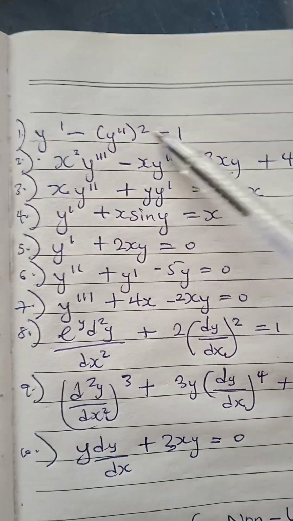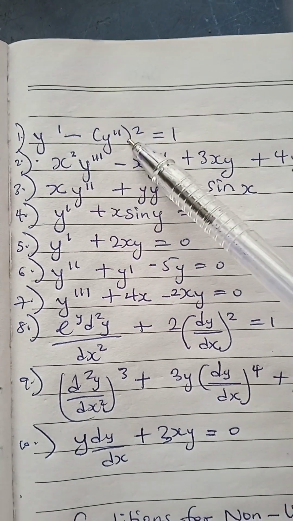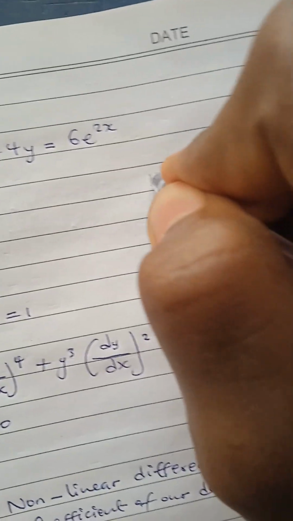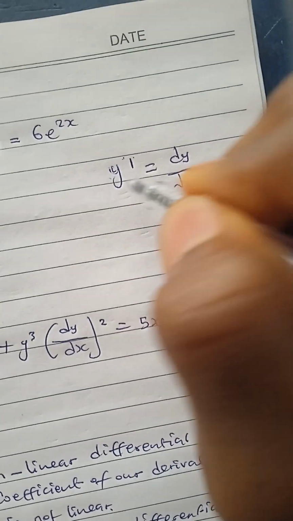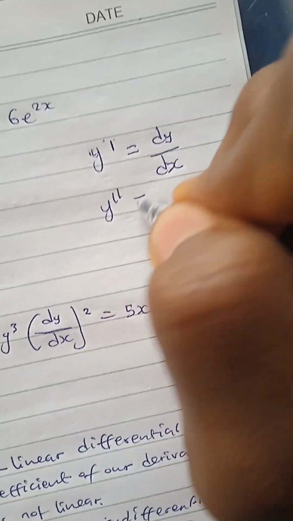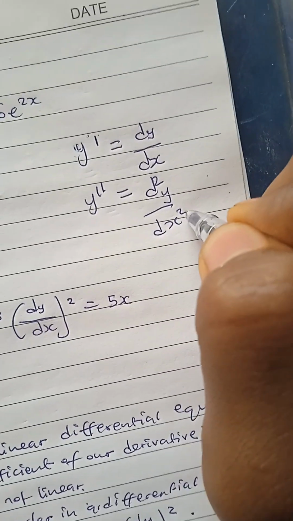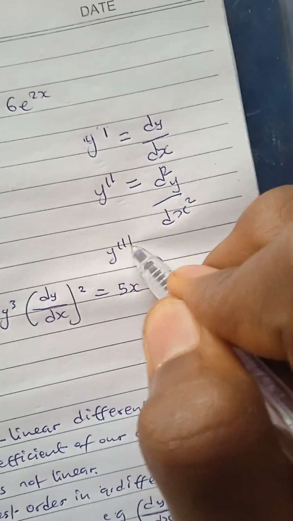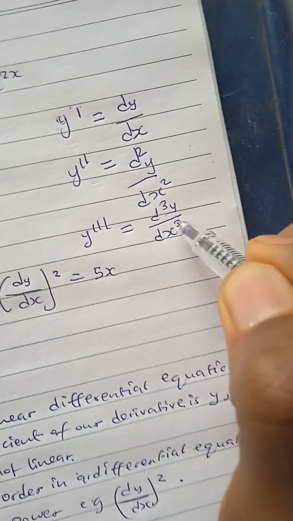Let's take examples here. If you want to find the degree of this equation, first of all, you need to find the order. Y prime is the first order. Y prime prime is the second order. I want you to know that y prime is the same thing as dy over dx. Y prime prime is the same thing as d squared y over dx squared. Y prime prime prime is the same thing as d cubed y over dx cubed.